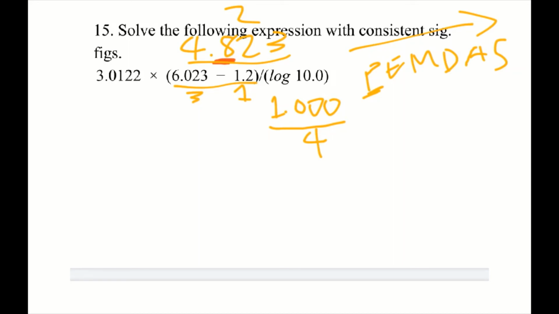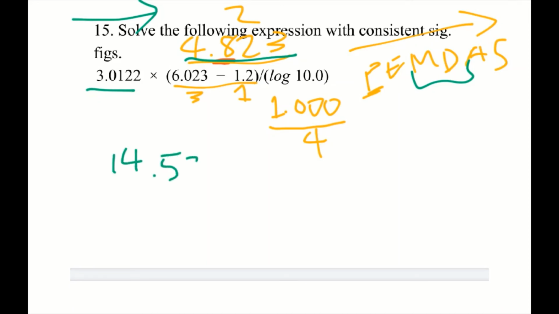Well, it seems like we only have division and multiplication left, which are equivalent on the PEMDAS acronym. So let's just look from left to right. So we have to multiply this by this. So let's just type that in. 3.0122 times 4.823. And I get an answer of 14.528.